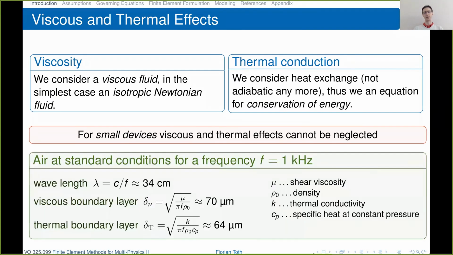I just want to motivate this now by the length scales we have in acoustic problems. So let's consider we have air as a medium with a frequency of 1 kilohertz. We have a wavelength acoustically of 34 centimeters approximately. And the length scale of the viscous boundary layer that develops in this oscillatory flow is 70 micrometers. And the thermal boundary layer, similar for air, is 64 micrometers. But now if you go into small devices, the length scale of this viscous and thermal boundary layer actually comes close to the device size, and therefore viscous and thermal effects play an important role in these problems and should be taken into account.